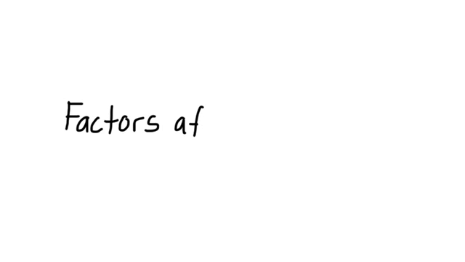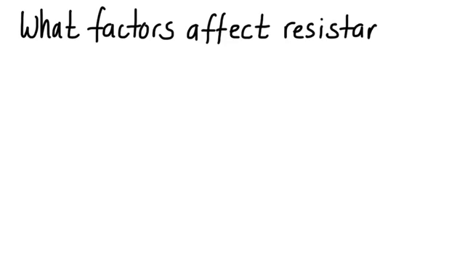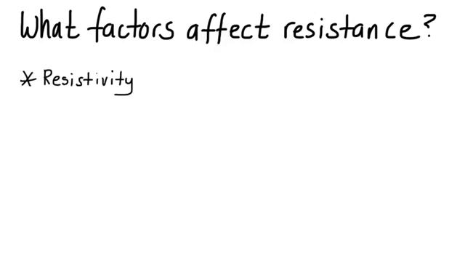Today we're going to talk about the factors that affect electrical resistance. So first of all, we're going to identify what factors affect that electrical resistance. And the first one that we need to look at is something called resistivity. And resistivity is really the substance, what the actual conductor is made of, how hard or how easy it is for the electrons to flow through that particular piece of wire.